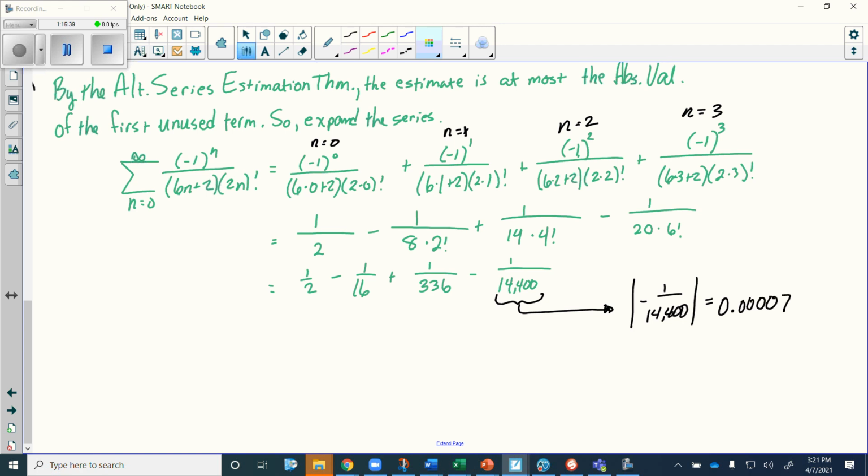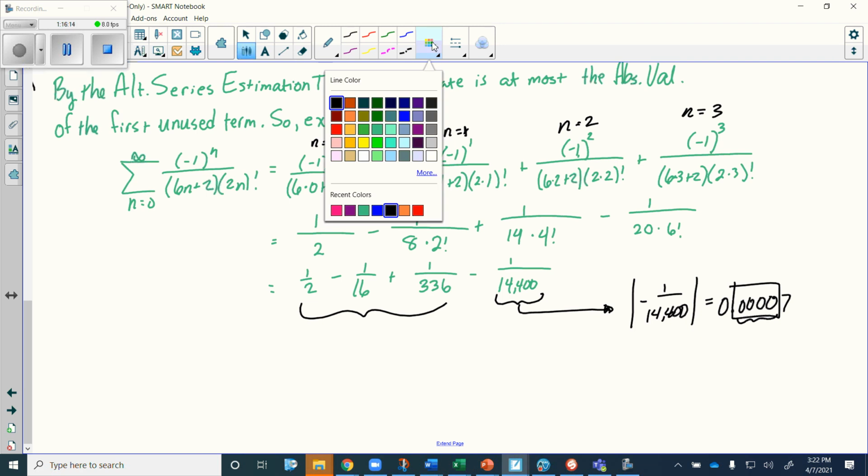0.00007. So because I have these 4 decimal values, as long as the sum of these 3 gives me something in this area, then I can say, because the first unused term has 4 zeros after the decimal point, that we will definitely be within an acceptable margin of error for 3 decimal places.